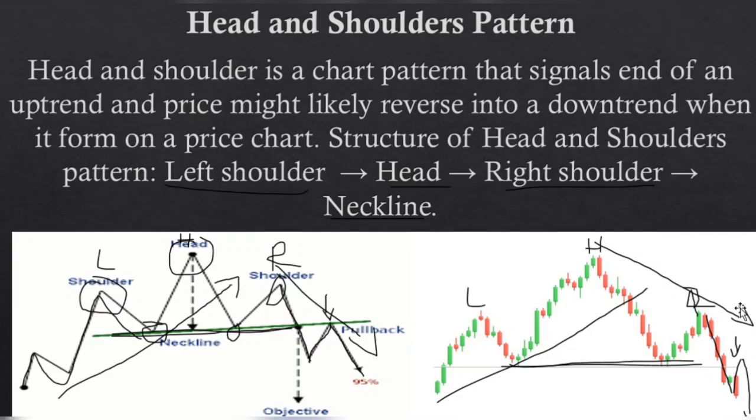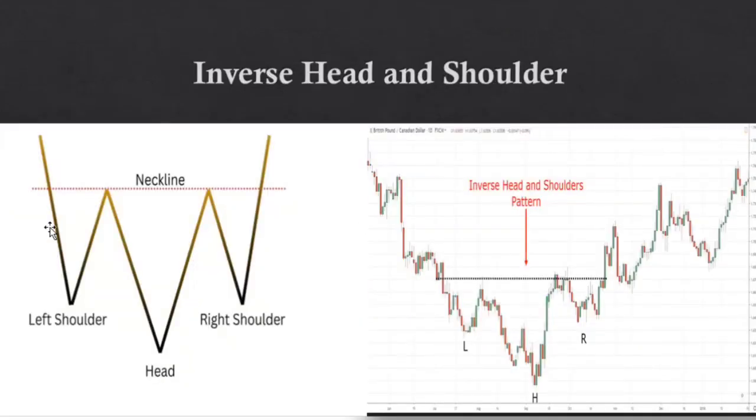Now let's look at the inverse head and shoulders, which is for a bullish market. For the bullish market, we expect price to create a left shoulder and a head, and we expect it to create a right shoulder, and this is considered to be our neckline. Now, on the chart it doesn't really show like this. The chart will not always print it the way we do it on a diagram, but this is the logical form of how it looks.